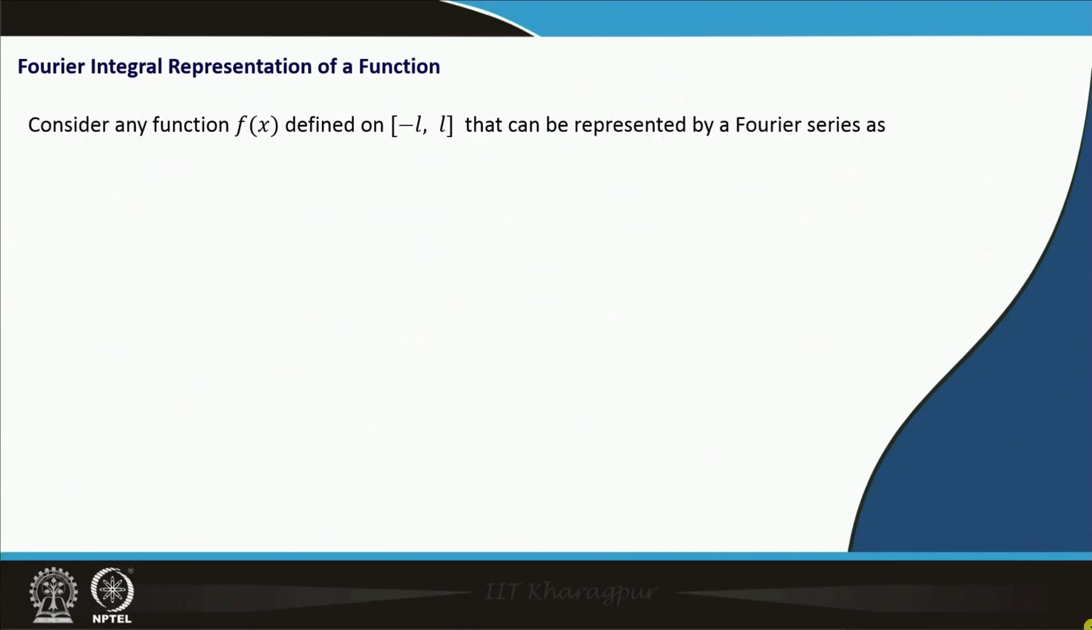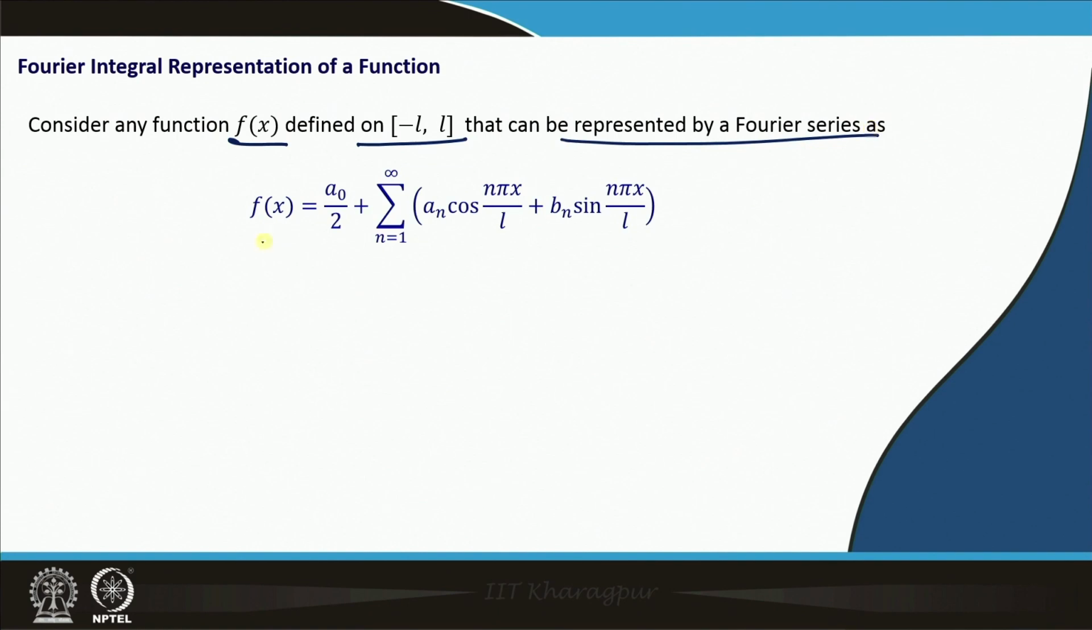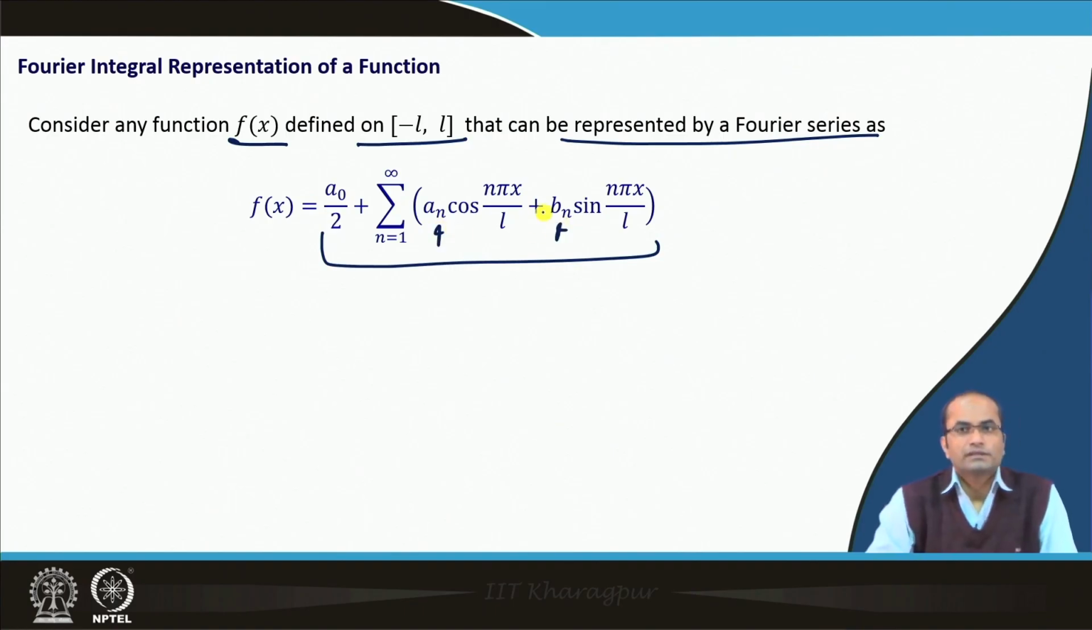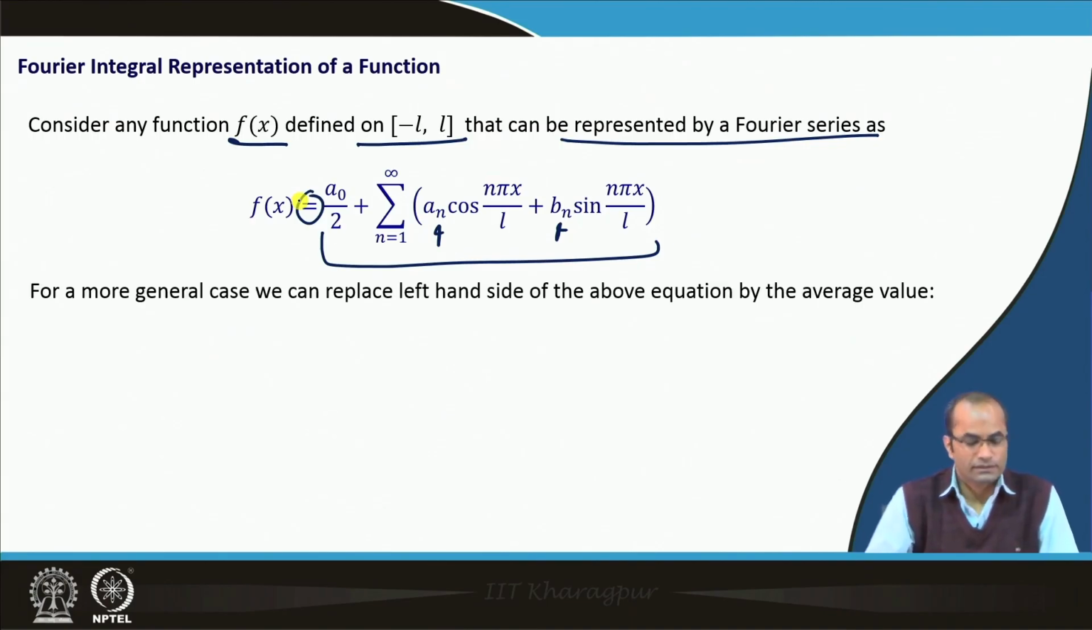Coming to the Fourier integral representation, we consider a function f(x) defined on the interval minus L to L, and that can be represented by the Fourier series. That part we have already discussed, and the corresponding Fourier series is a naught by 2, and then we have these Fourier coefficients with cos and sine. And this equality we have already discussed: in case of continuity of the function and the existence of left and right derivatives, we have indeed the equality of the series to f(x).